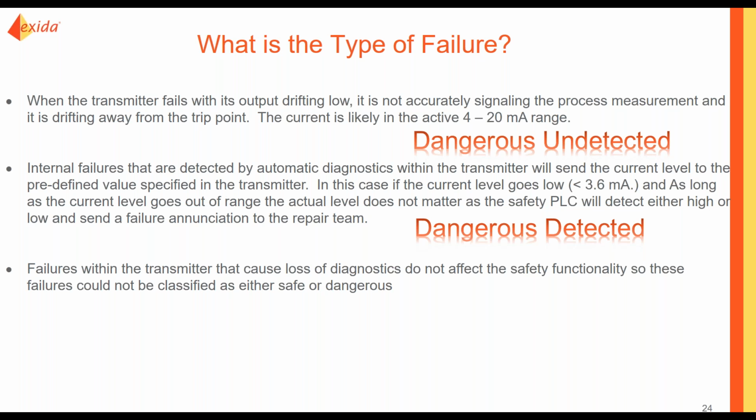And finally, the final example is failures within the transmitter that cause loss of diagnostics. These do not affect the safety function, so these failures could not be classified as either safe or dangerous. The effect of these failures on safety integrity is likely small, but these failures could be modeled for more accuracy. These failures will just be defined as annunciation undetected.